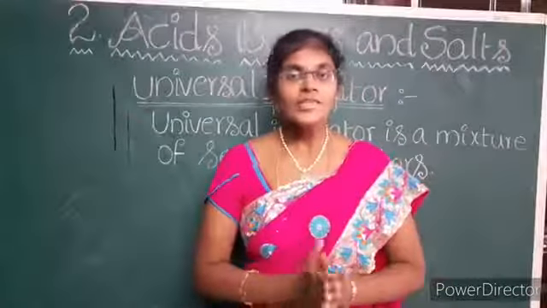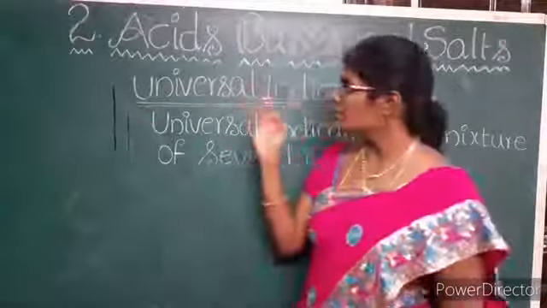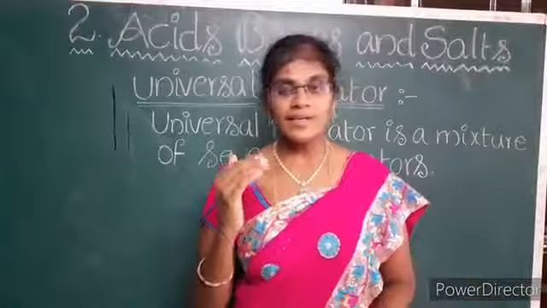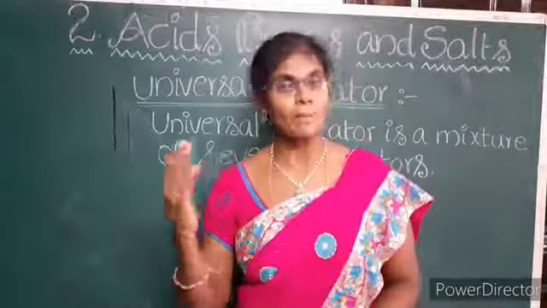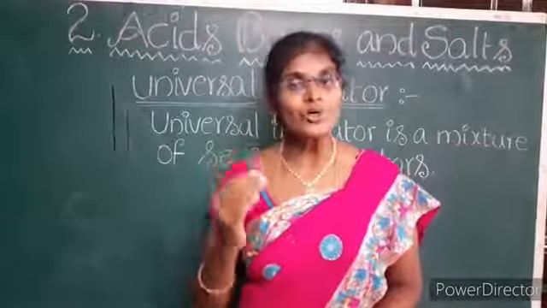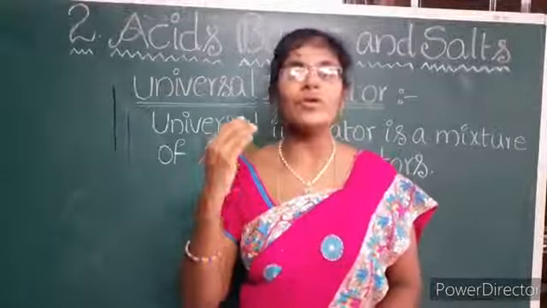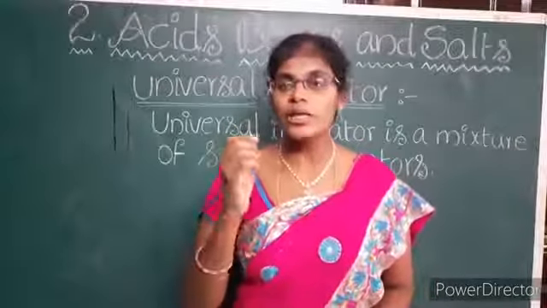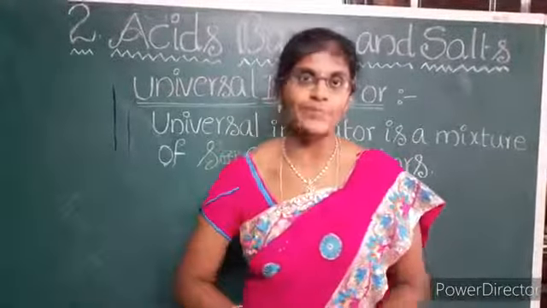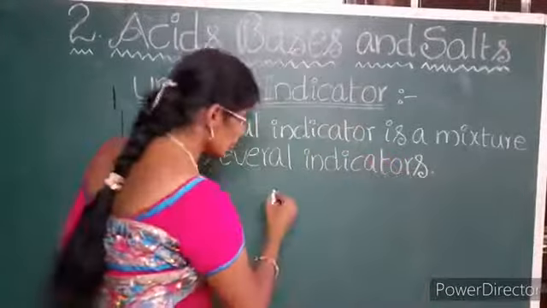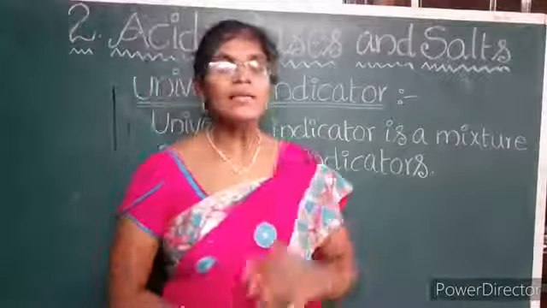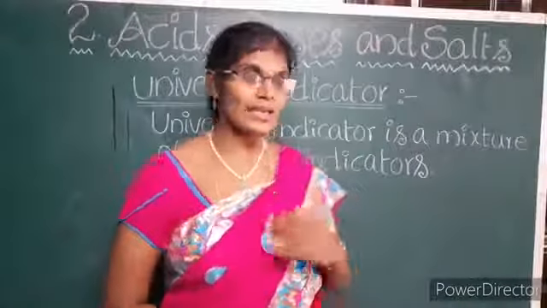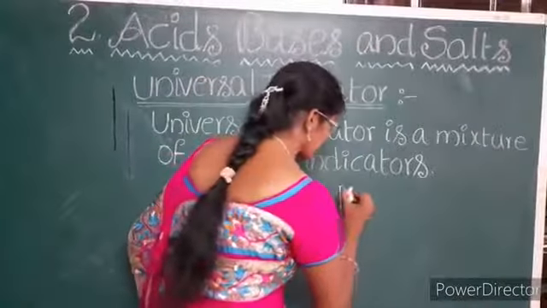And next, children, what are the uses of universal indicator? Universal indicators are used to know the strength of acids or bases, and they show different colors at different concentrations of hydrogen ions in an aqueous solution. Here, hydrogen ions means H plus ions. The example for this universal indicator is the pH scale.